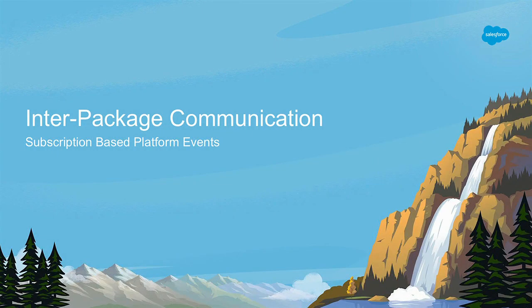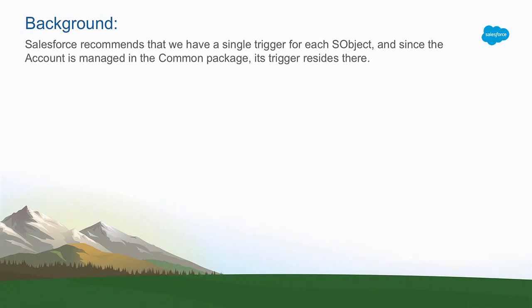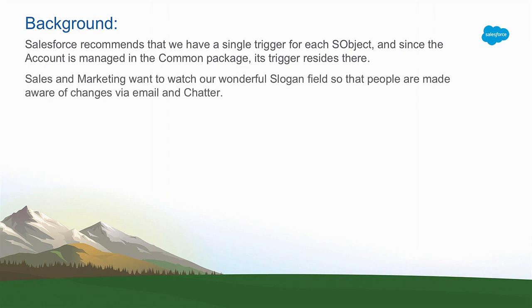Awesome. So the last big issue that we had to solve was we had lots of different packages in our org, and so we had to deal with the concept of how do you talk amongst the packages. So, Salesforce, we've all heard that Salesforce recommends that you have one trigger per SObject, and that is still true even in the world of packaging. And say, if you remember the example, we had the marketing, the sales, and the service, and say sales and marketing want to watch out for slogan field changes, or something that might be done via email or chatter.